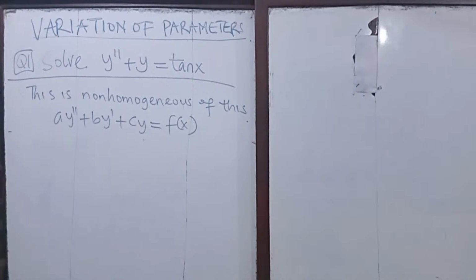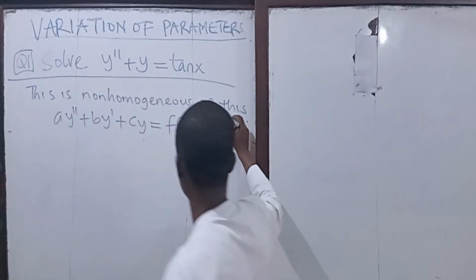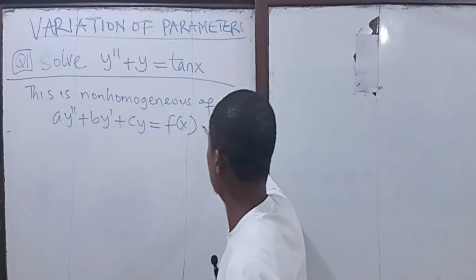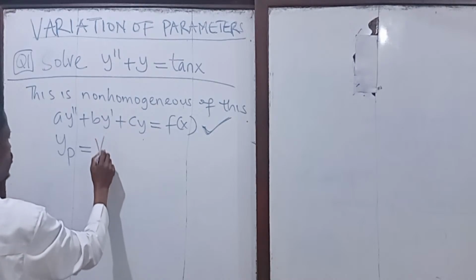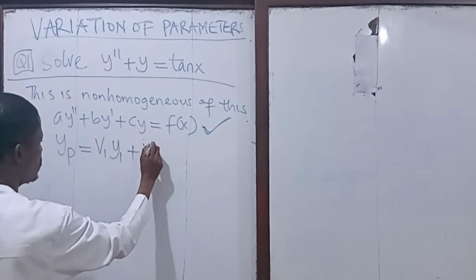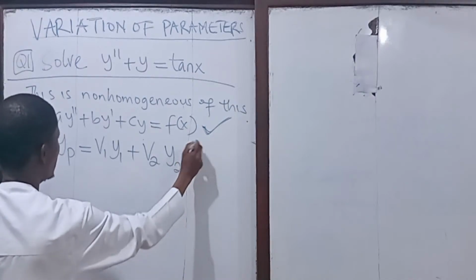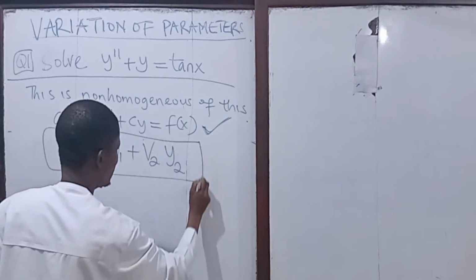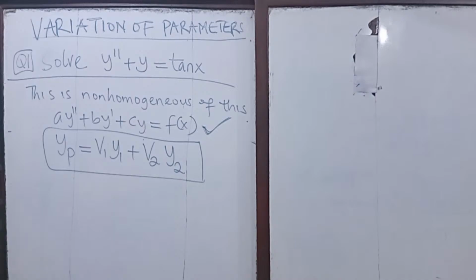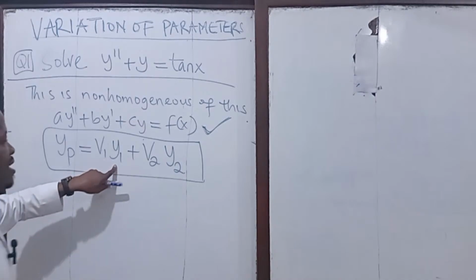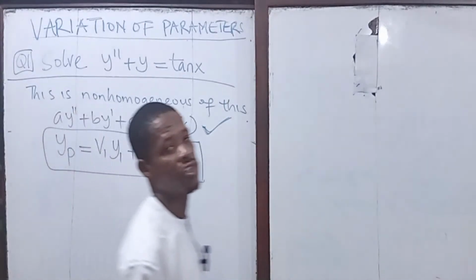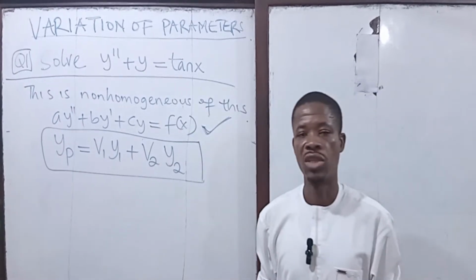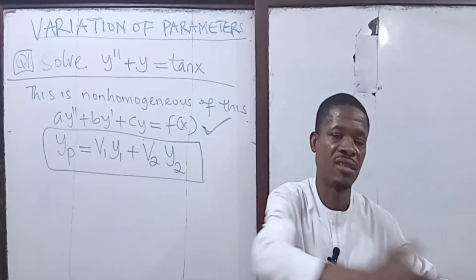So step 1 to this question, since this is non-homogeneous and it follows this format, the particular solution will be for you to solve this equation, and that will generate your particular solution. To get your y1 and y2, you must have gotten the roots of the auxiliary equation. You must have solved the homogeneous part of the equation.